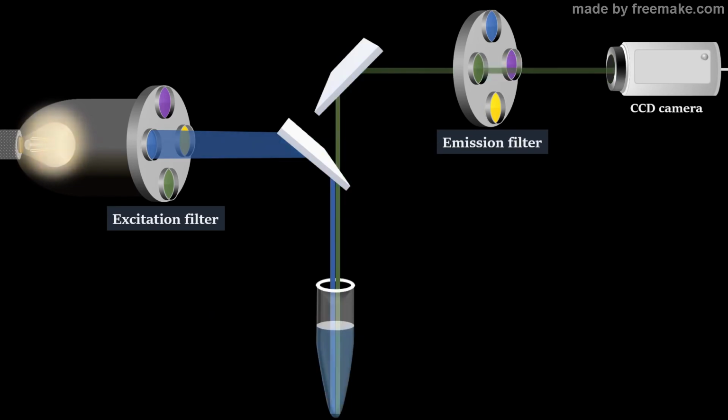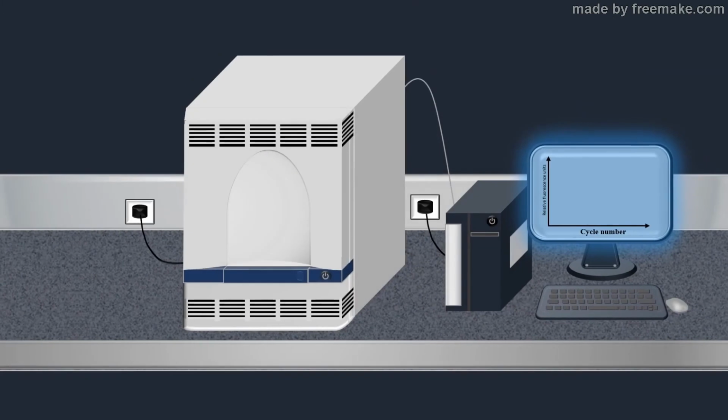In each PCR cycle, light from the excited fluorophore can be detected by the CCD camera, which converts the light that it captures into digital data. This method is known as real-time PCR, which allows the monitoring of the progress of the PCR reaction as it occurs in real time.